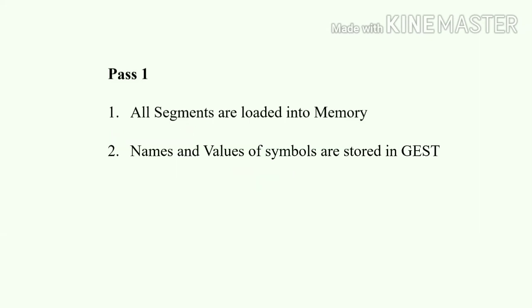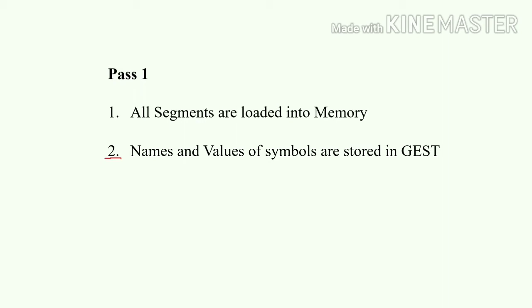Today we will be seeing Pass 1 of direct linking loaders. Pass 1 of direct linking loaders performs two operations. First, each segment is loaded into memory at some memory address, and second, the names and values of all the symbols present in the code are stored in the global external symbol table.